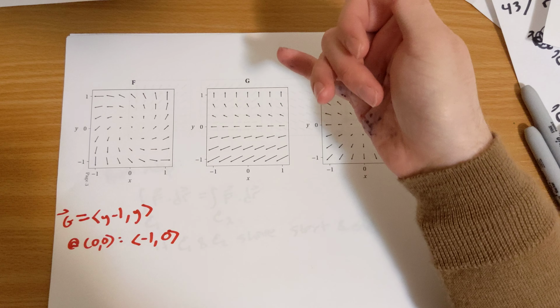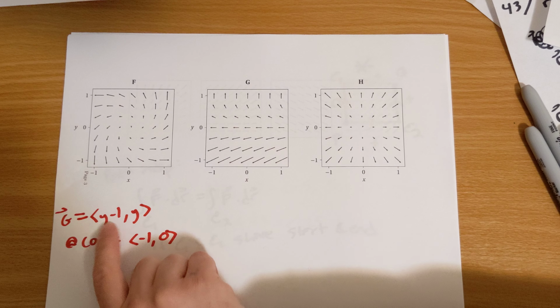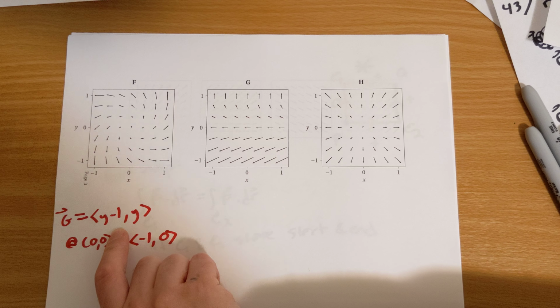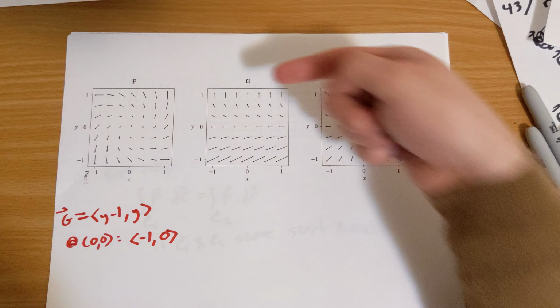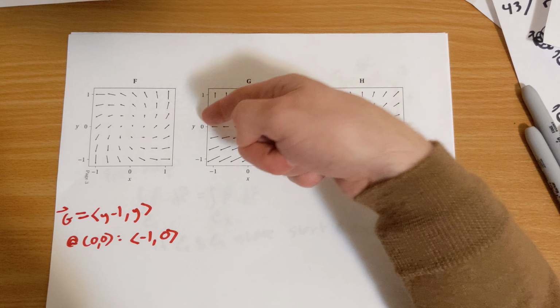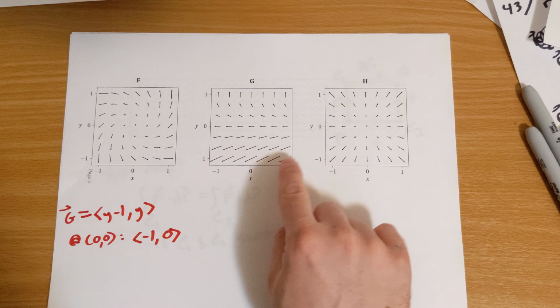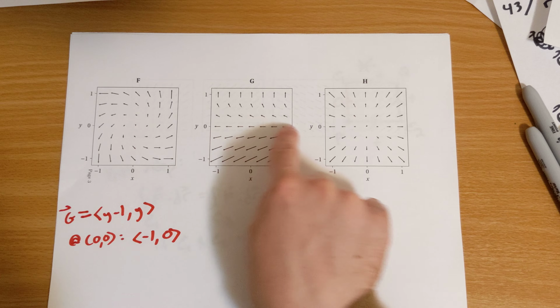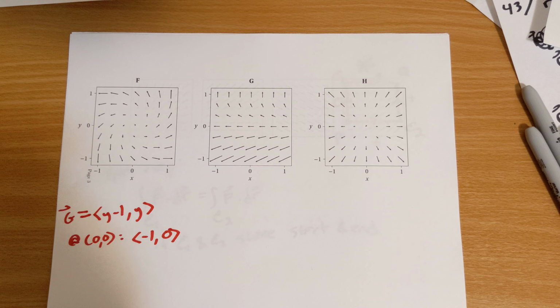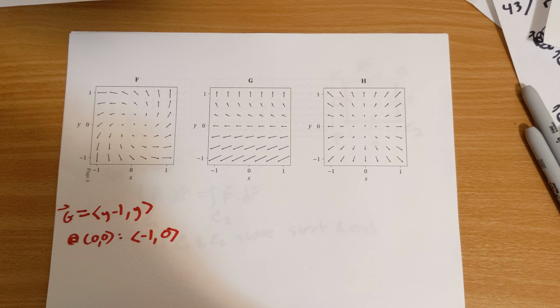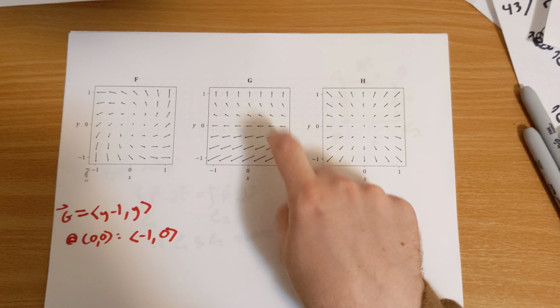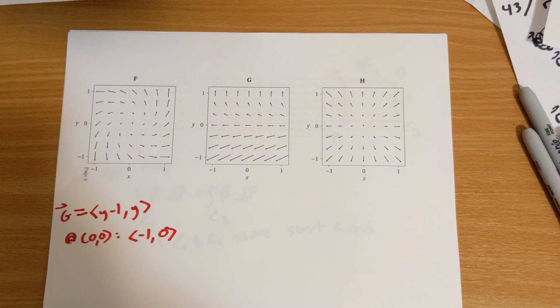Also, another way to see this is that this formula here only depends on y, doesn't depend on x. And we can see here in G that the vector field is constant along fixed values of y as x varies. So that goes along with it. So part B, the answer here is G.